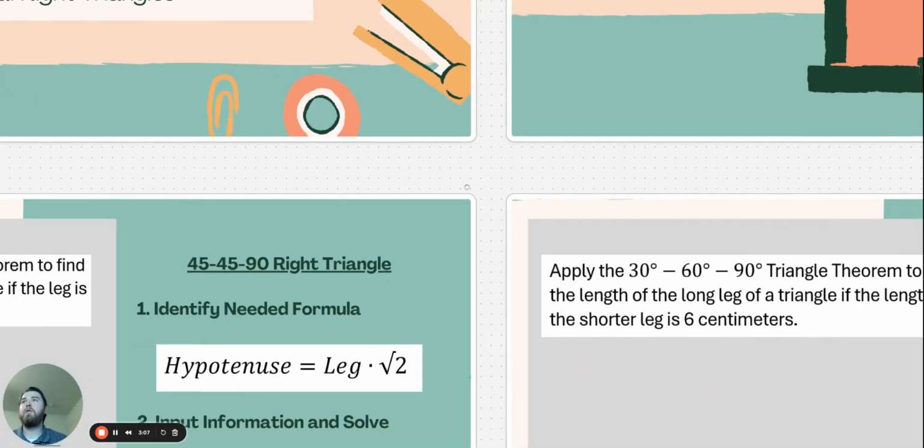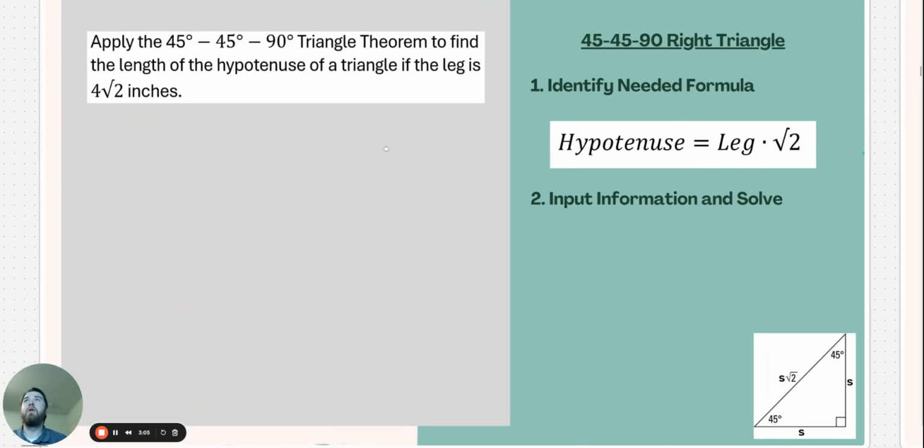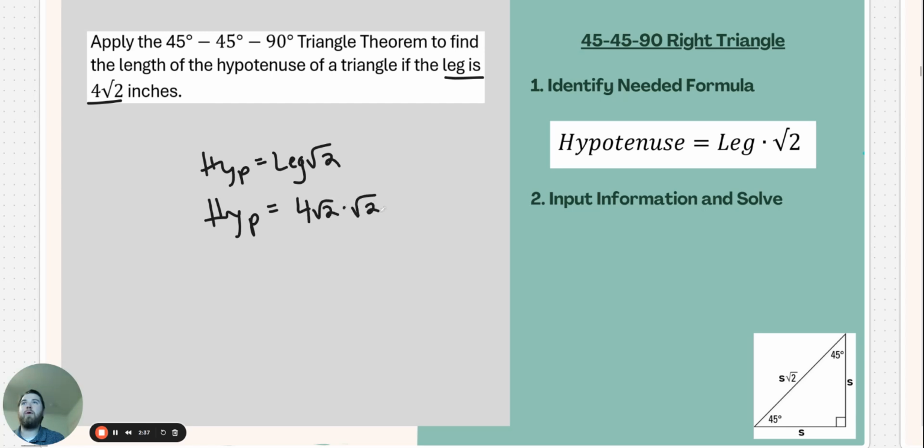All right. Let's jump on down here. So now we're going to do the opposite. We're given the leg, and we're trying to find the hypotenuse. So again, identify the formula. Hypotenuse is equal to leg times square root of 2. And the leg is 4 square root of 2. So we're going to do hypotenuse is equal to 4 square root of 2 times square root of 2.